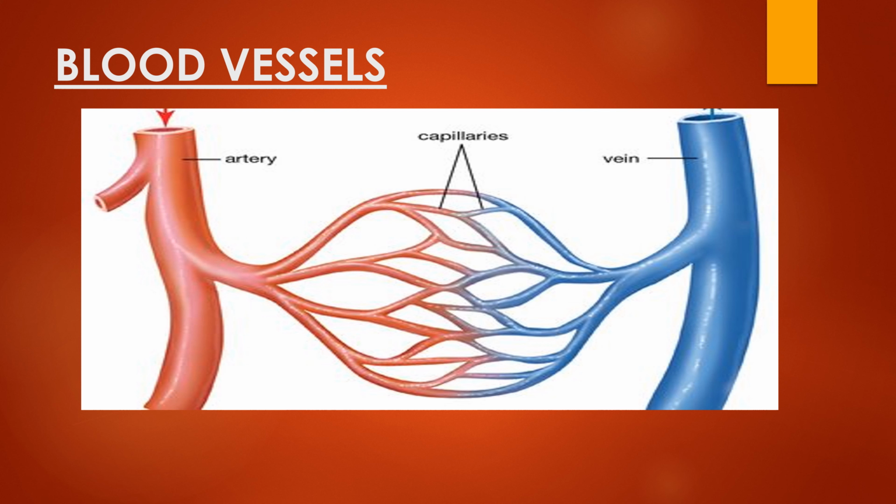I have taught you about the nervous system. If you remember, I told you there are three types of neuron: sensory, motor, and relay. So what was the function of the relay or connecting neuron? It was connecting the sensory and motor neuron. Similarly, capillaries are connecting the arteries and veins.